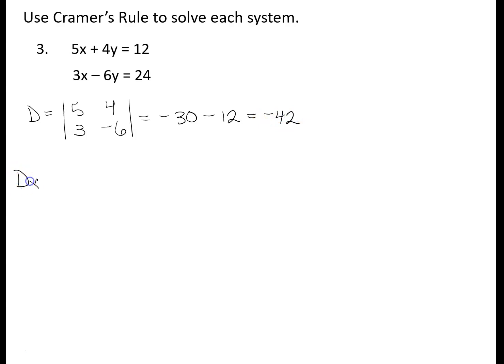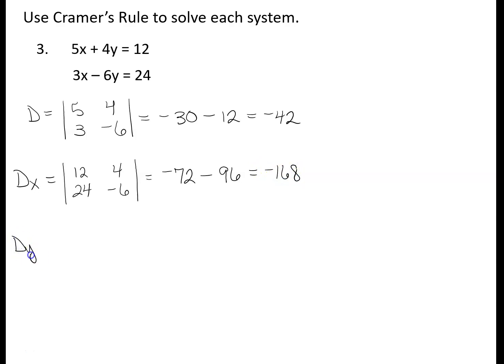Then I'm going to do dx. So for dx, this first column, this x column, is replaced with the constants 12 and 24. The second column still stays the y coefficients. And we put our bars on that, and then we calculate. So we're going to do 12 times -6 is -72 minus 4 times 24 is 96. So again, we have same signs. We're going to add and keep the sign. It's going to be -168.